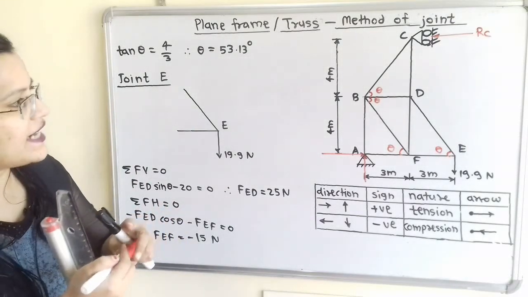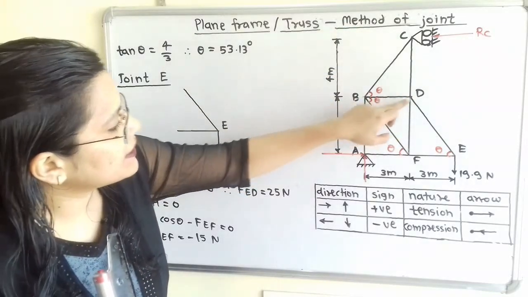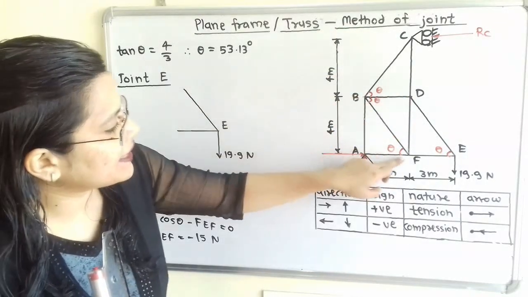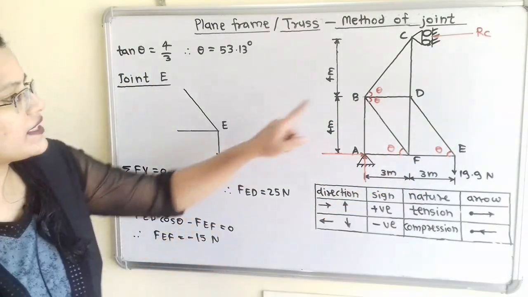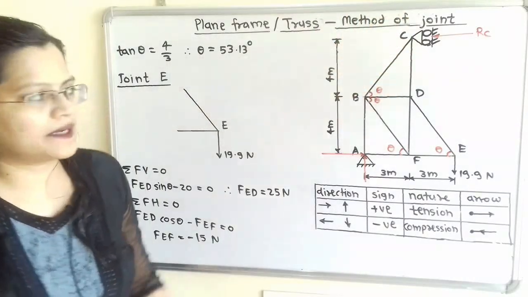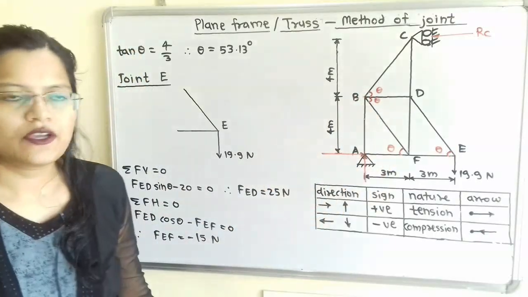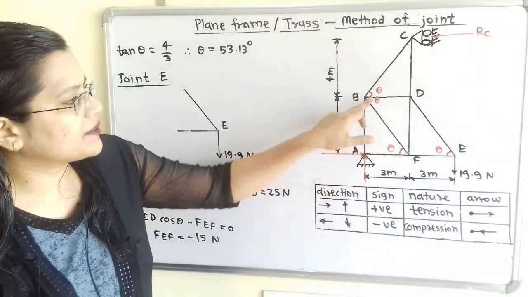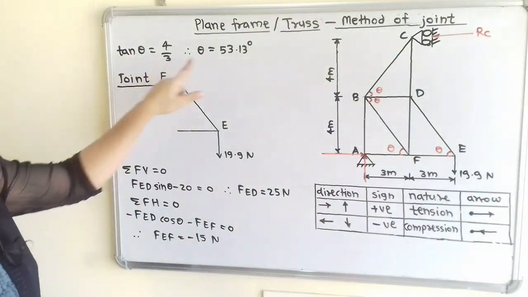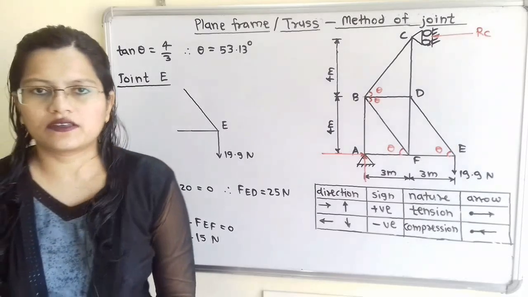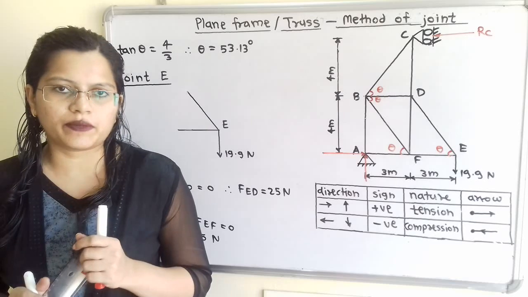Now if we observe the triangles, in triangle CBD, in triangle BDF, in triangle BAF, and in triangle FDE, in all these triangles tan theta is equal to the opposite side by the nearby side. That means the opposite side is 4 and the nearby side is 3. So the formula for angle theta is the same, because if we observe all these triangles, the 4 by 3 ratio is there, and therefore theta is equal to 53.13 degrees. We will take joint E with two unknown forces in the members.